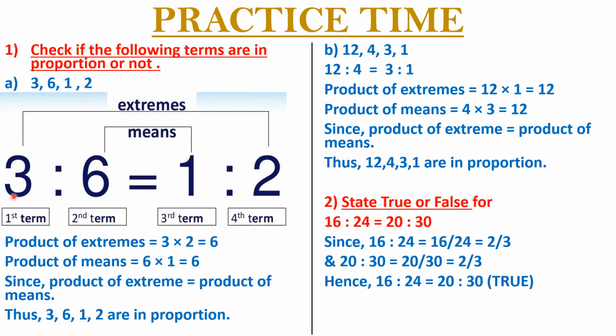Product of extremes equals 3 multiplied by 2 equals 6. Product of means equals 6 multiplied by 1 equals 6. Since the product of extremes is equal to product of means, hence we can say 3, 6, 1 and 2 are in proportion. That means 3:6 is in proportion with 1:2.